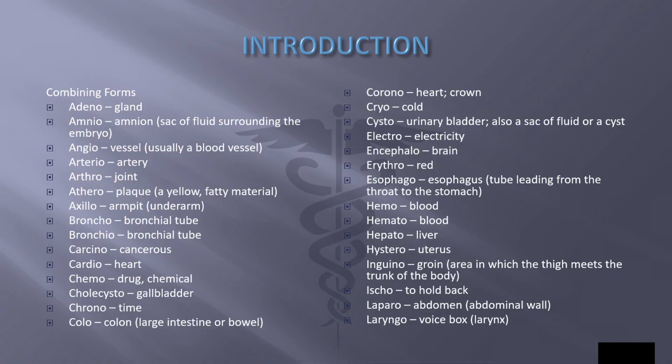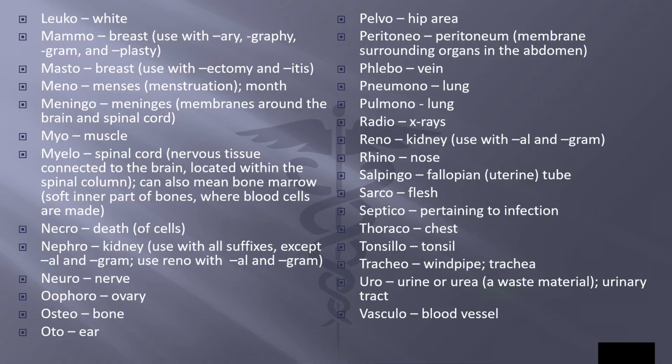Inguino is the groin, which is the area in which the thigh meets the trunk of the body. Isco means to hold back. Laparo is the abdomen or abdominal wall. Laryngo is the voice box, also known as the larynx. Leuco means white.